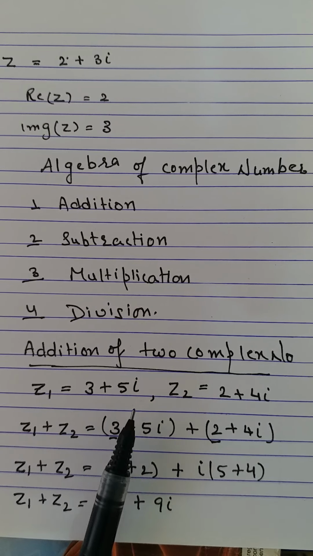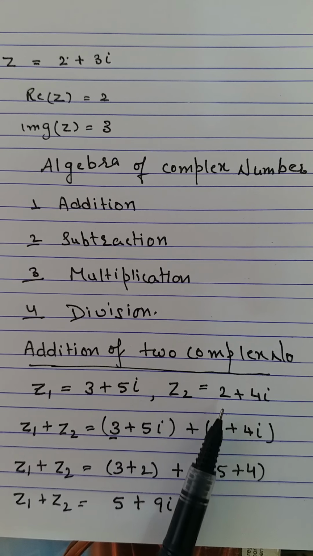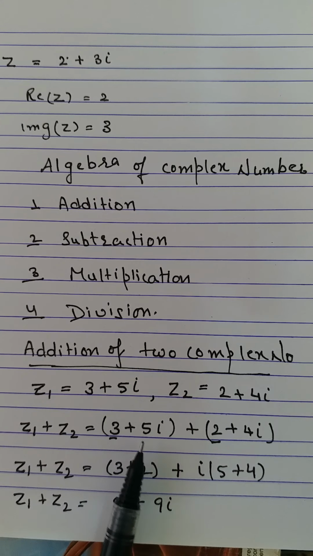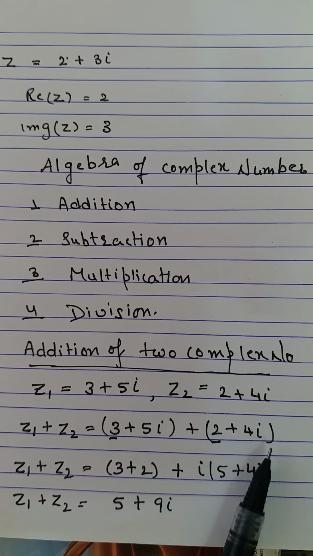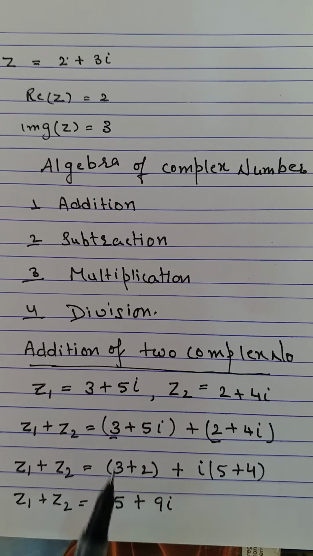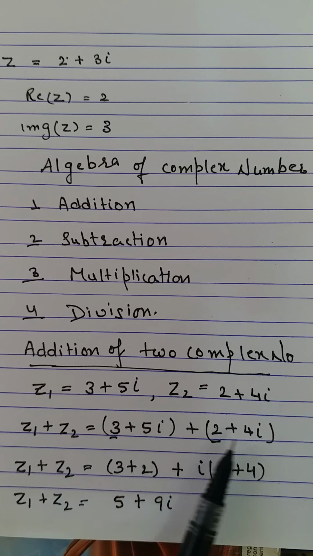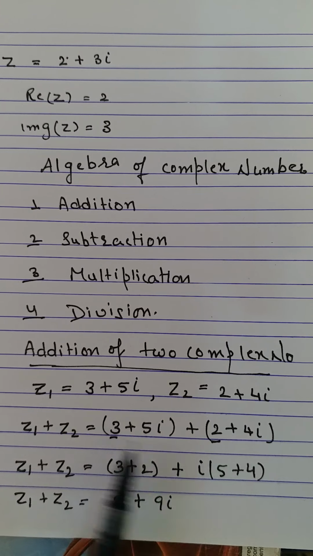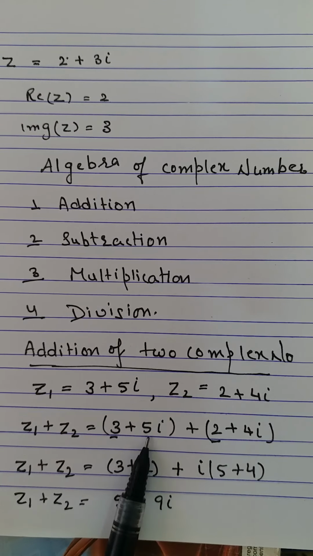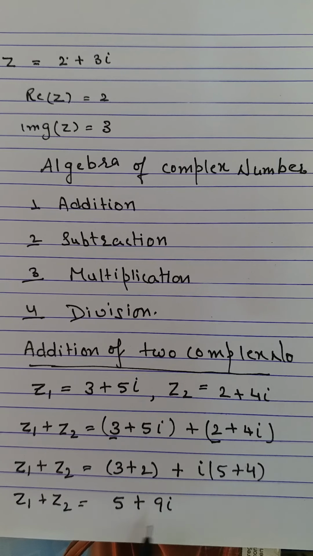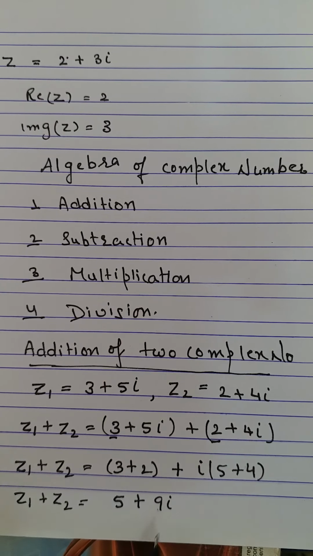Means when we have to find out the addition of complex numbers, z1 is equal to 3 plus 5 iota and z2 is equal to 2 plus 4 iota, then z1 plus z2 is equal to 3 plus 5 iota plus 2 plus 4 iota. Now we will add real part separately, that is real part of z1 is 3 and real part of z2 is 2, that is 3 plus 2 is 5, and imaginary part of z1 is 5 and imaginary part of z2 is 4, then 5 plus 4 is 9, that is 9 iota. I think this is clear to you.